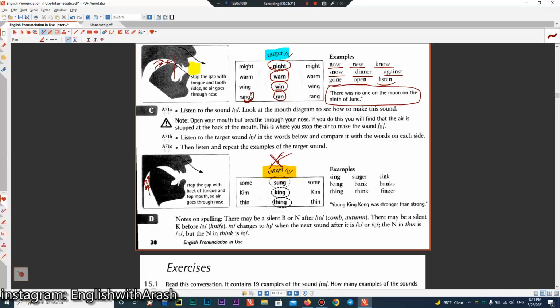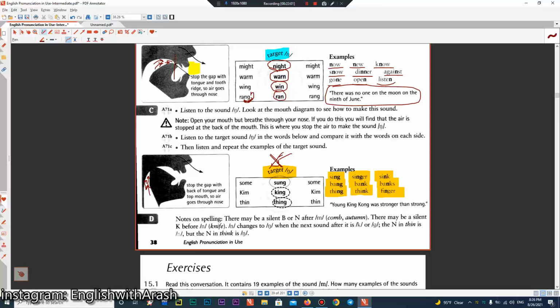21C. Sing, singer, sink, bang, bank, banks, thing, think, finger. Young King Kong was stronger than strong. That is the tongue twister. Young King Kong was stronger than strong.